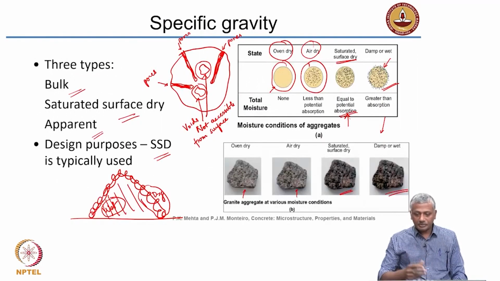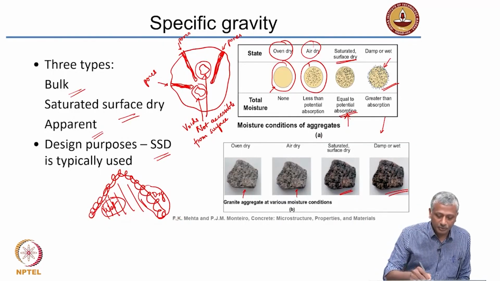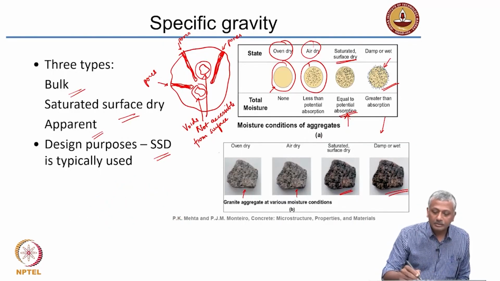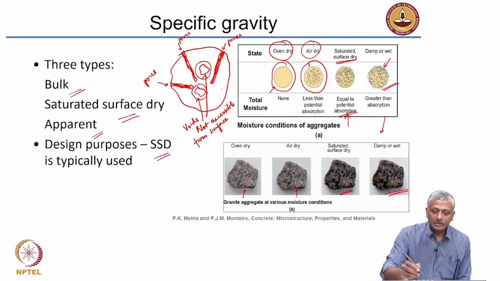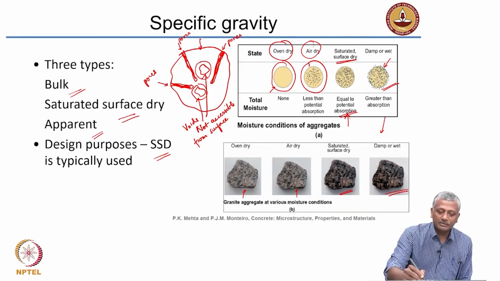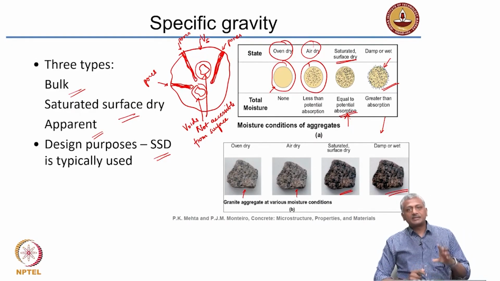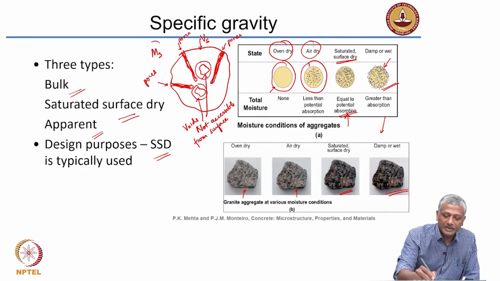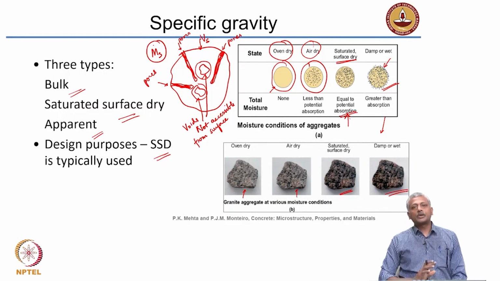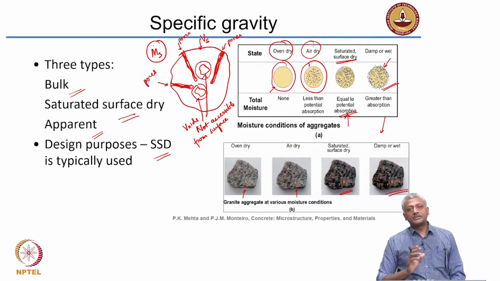Okay, so let me work through the same slide here. Okay. So now I have this aggregate. Let's say the solid volume of the aggregate is Vs. That means Vs corresponds to only the solid volume of the aggregate without considering any porosity or voids. And let's say the mass of the aggregate is Ms, the solid mass of the aggregate. That means you completely dry the aggregate and measure the solid mass.